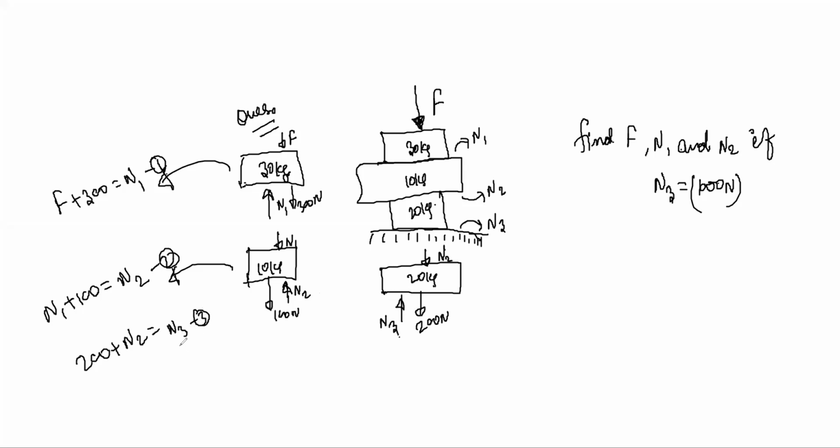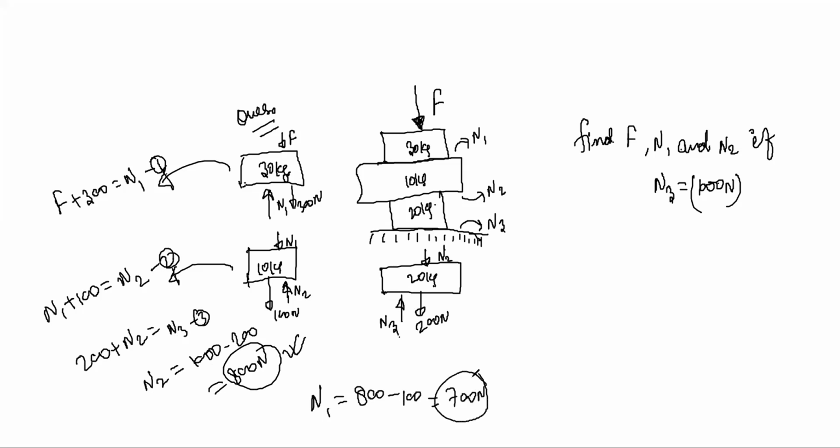So what is N3? N3 is 1000. Put the value of N3. You will get N2 is equal to 1000 minus 200. That is equal to 800 Newton. And if N2 is equal to 800 Newton, what will be the N1? N1 will be equal to 800 minus 100. That is equal to 700 Newton.